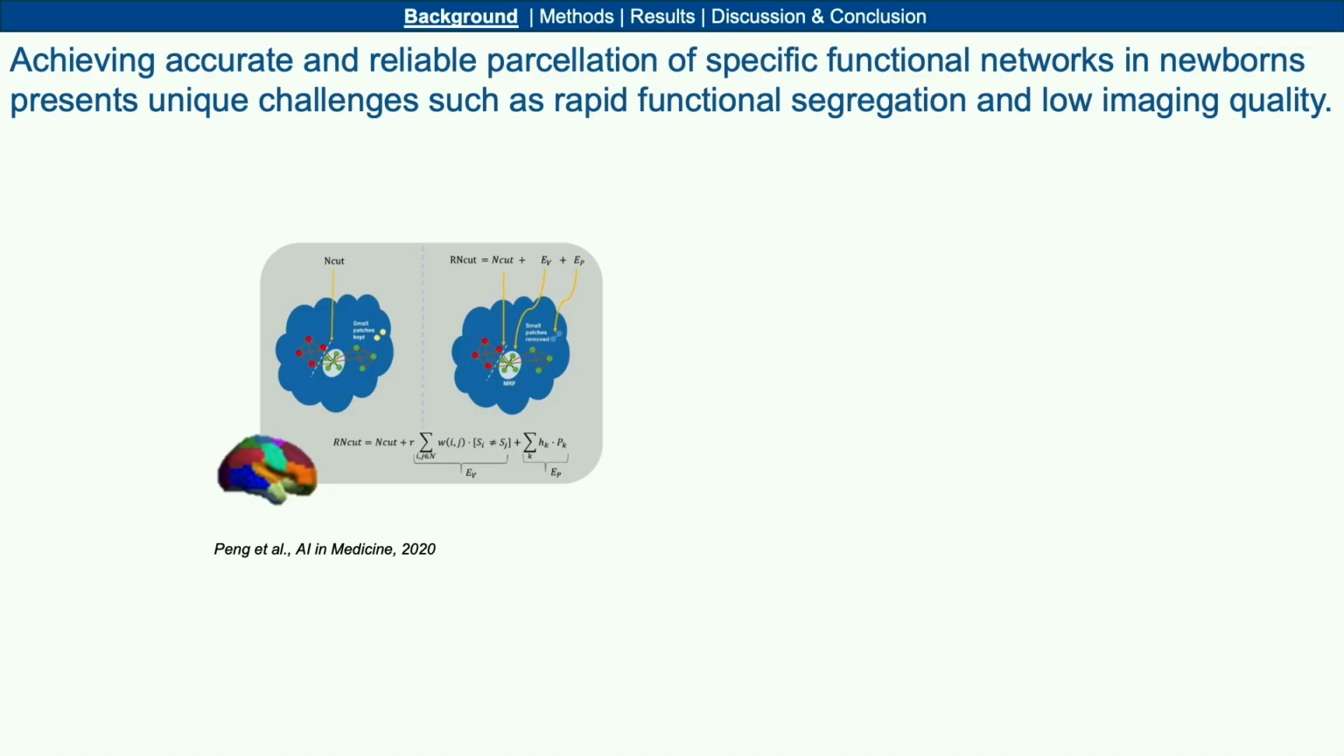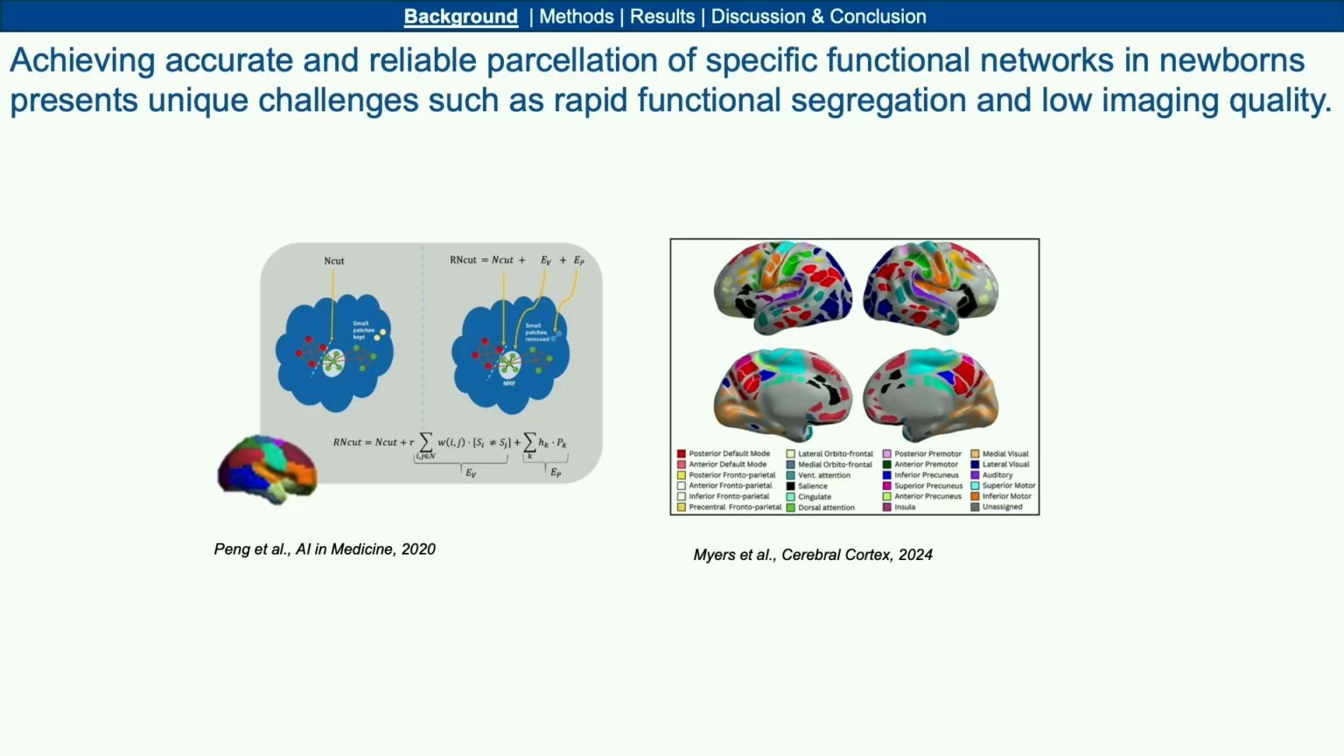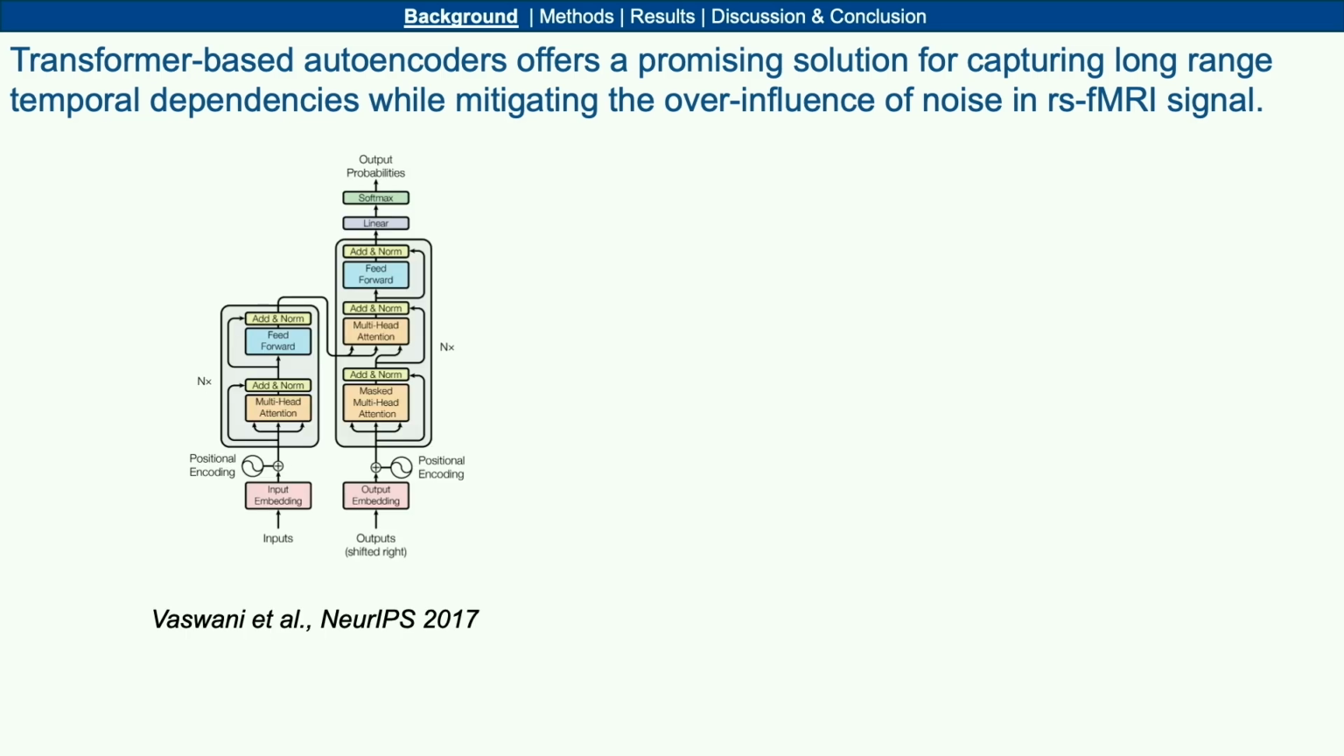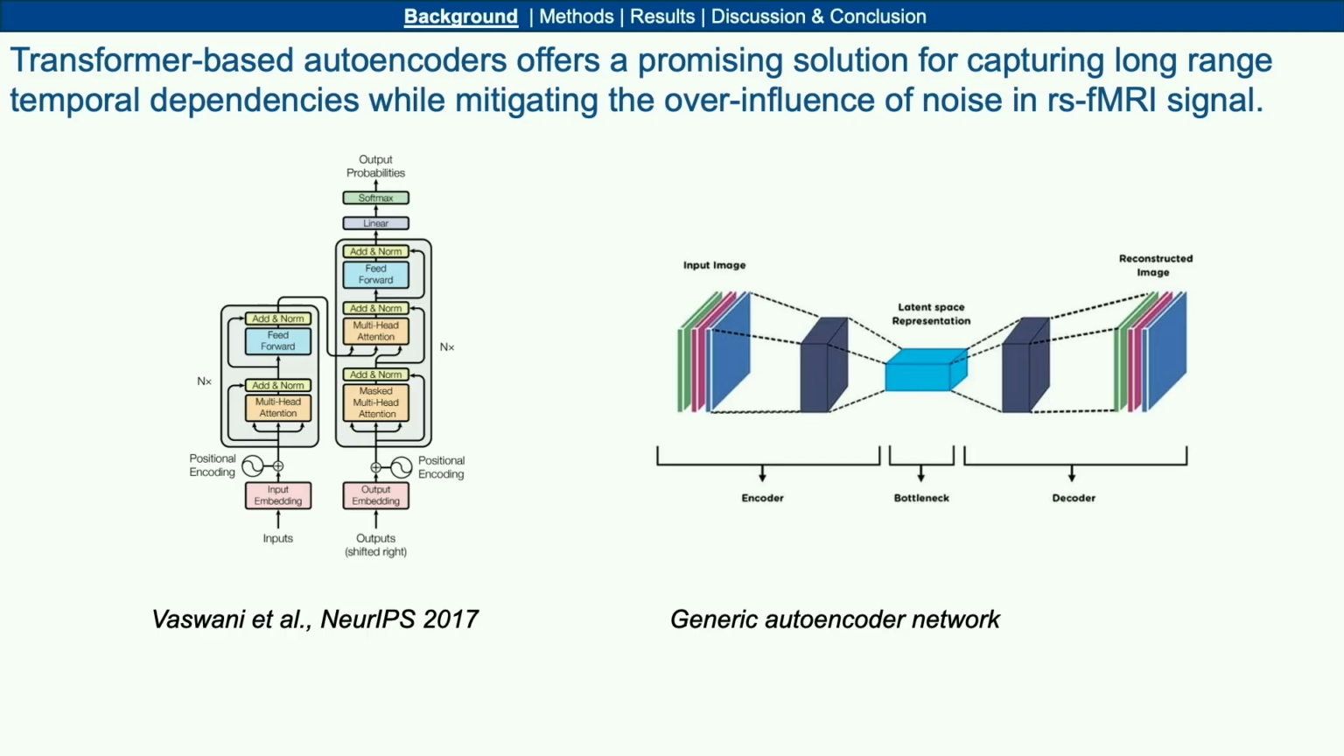There have been works which tried addressing the fundamental challenge of establishing a functional atlas for the neonatal population, like our previous work using RNCut, and recently in 2024, Myers and colleagues using watershed segmentation. So, there is an interesting logic here. We believe that transformer-based autoencoders, which can capture long-range temporal dependencies while mitigating noise, can help us extract the temporal features for carrying out functional parcellation. I will come back to this point, why we have been ignoring the temporal features from raw bold signals.